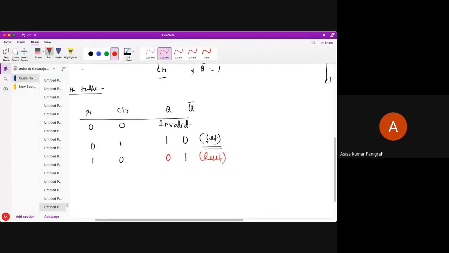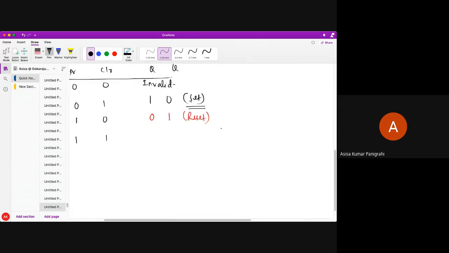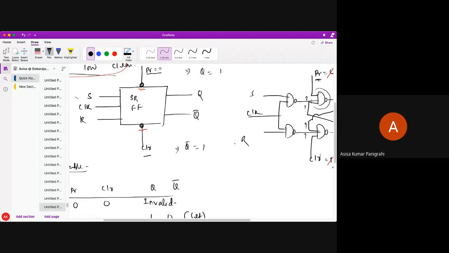Now we go for the next state, which is 1 1. If preset is 1 and clear is 1, what will happen? If both are 1, it depends upon what the previous outputs were. So if preset is 1 and clear is 1, we have to know what my S value, R value, and clock value are, which are the flip flop's actual inputs.